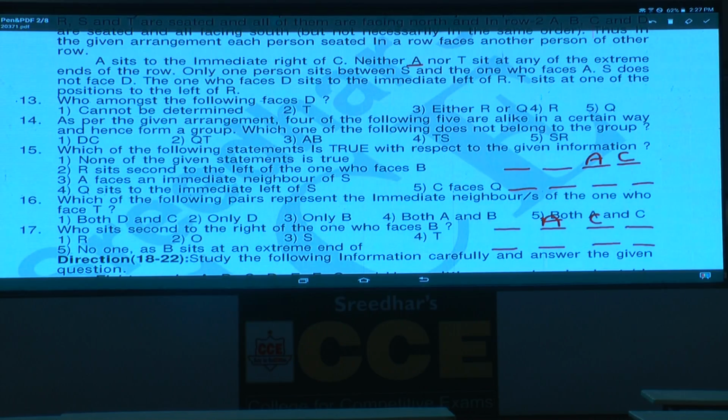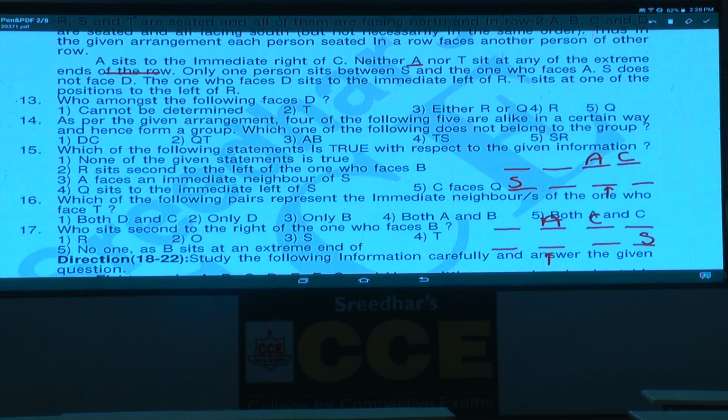Next one. Neither A nor T is at any of the extreme ends of the row. A and T cannot be at the extreme ends of the row. Only one person between S and the one who faces A. Now this person is facing A. One person between this person and S means S must be at this place. Are you following or not? Yes. Similarly, the person who is facing A is this person, and between S and the person who is facing A there must be exactly one. S must be here.